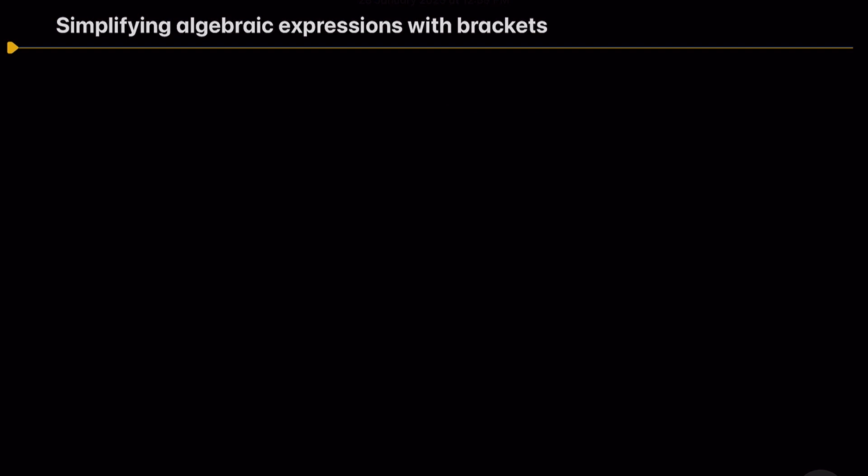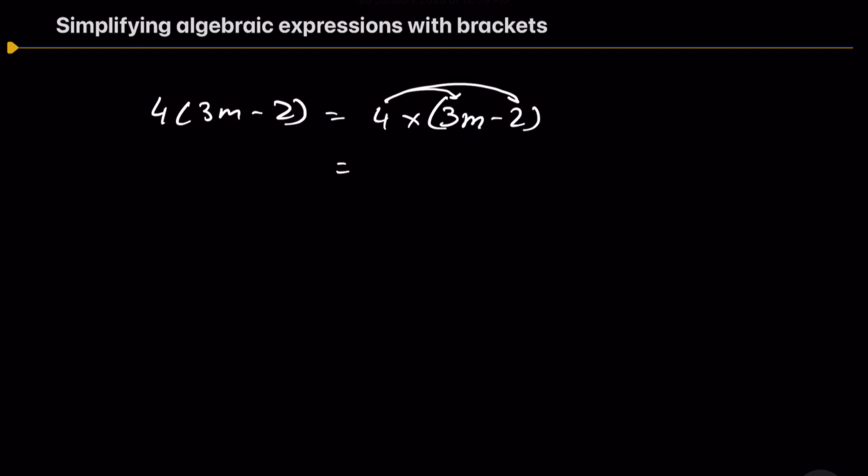Let's also discuss expanding brackets. So for example, you have a bracket like 4 into 3m minus 2. This just means 4 into 3m minus 2 in brackets. So what you do is you multiply the outside term with each term inside the bracket. So it will become 4 into 3m, then you have a minus sign in between. So put minus, then write 4 into 2. This will give you 12m minus 8.